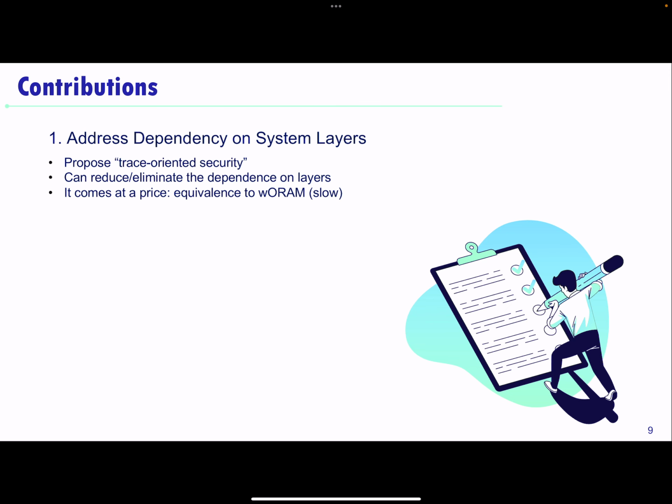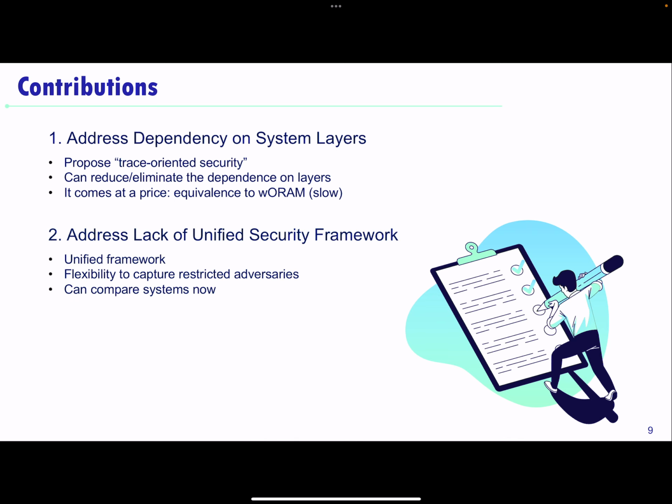Some of the contributions have to do with addressing the dependency on system layers. In this SoK paper, we're not only summarizing what happens out there, but we're also asking, can you address this dependency? And we're providing this trace-oriented security, which basically says you have to look at the full transcript throughout all the layers. Anything that ever moves on this device has to be part of the trace. Based on that trace, you define a security game that defines what security means here. It's a meaningful security game that you can use to prove and disprove things about existing systems. But we show that it comes at a price: the equivalence to WORAM, very slow.